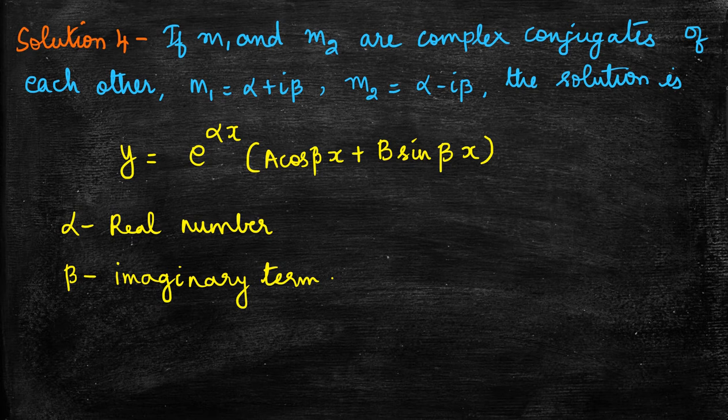Solution 4 is when m1 and m2 are complex conjugates of each other. That is, if m1 is alpha plus i beta, then m2 will also have the same numbers, but it will be a conjugate of m1, which is alpha minus i beta. Then the solution is written as y is equal to e power alpha x, a cos beta x plus b sin beta x. Alpha here is the real number and beta is the number which comes along with the imaginary term i. So we do not need to write i, we just have to write the number present. So this is our fourth solution.